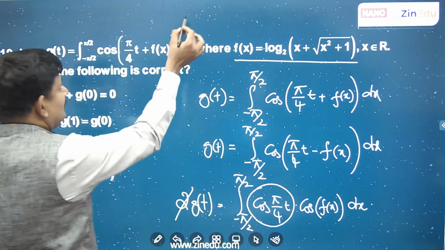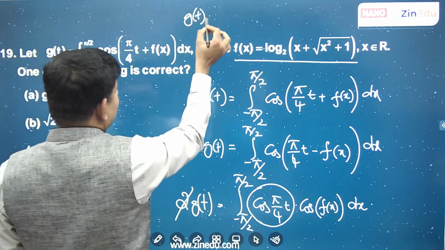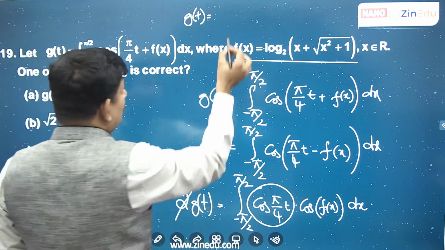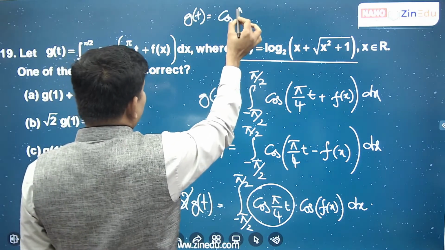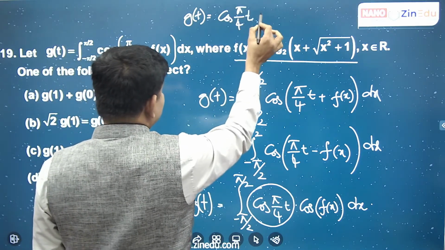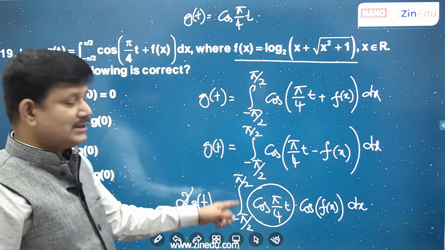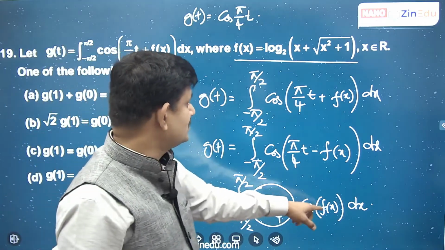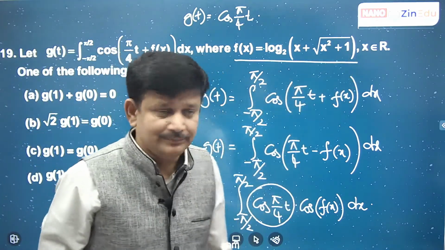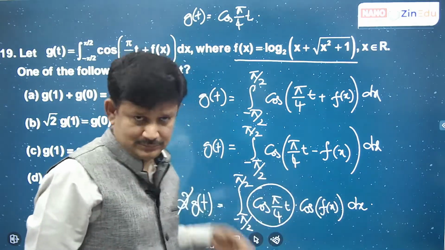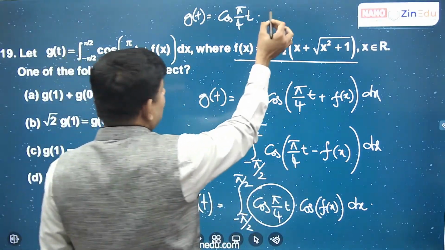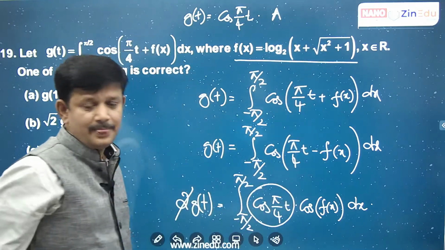So what is your g of t? G of t is cos pi by 4t into integral minus pi by 2 to pi by 2 cos of f of x, where f of x is this. This will be some number. If needed, we will use it, otherwise not. Let's say this is some number a.